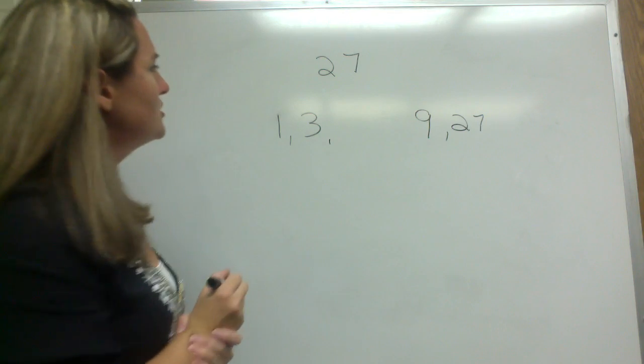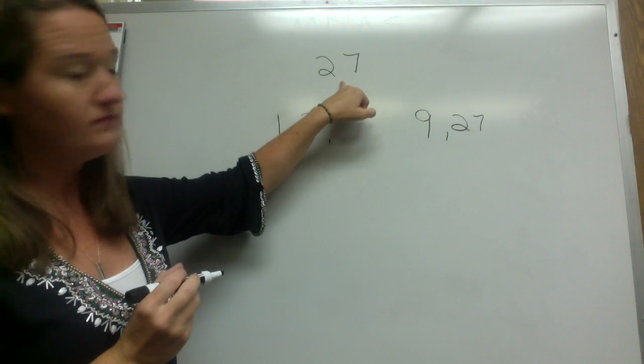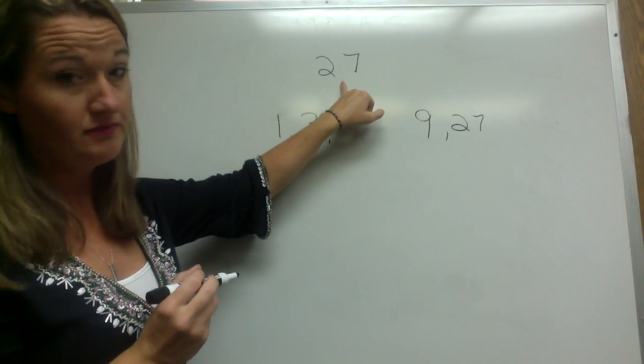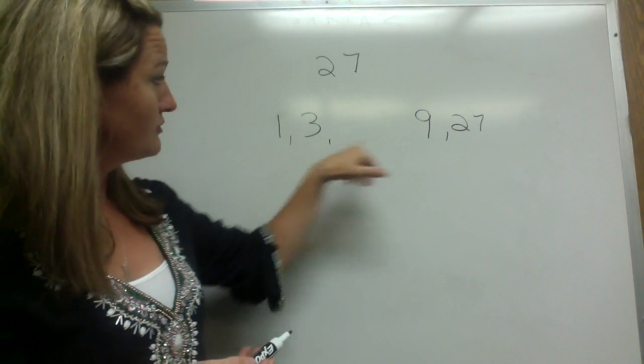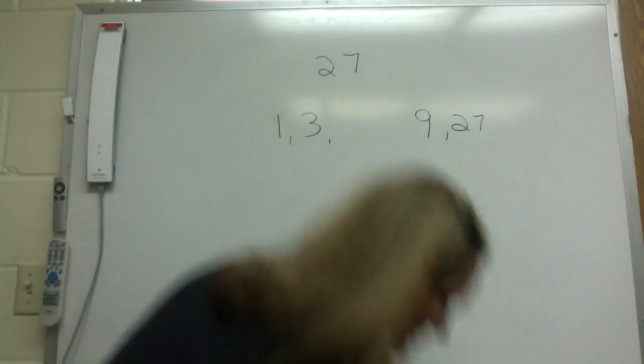We only have a few spaces in here. 4, no. 5, no. 6, no. 7, no. And 8, no. So 27 only has 4 factors: 1, 3, 9, and 27. All right, so that's what a factor is.